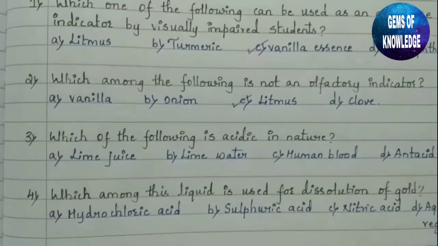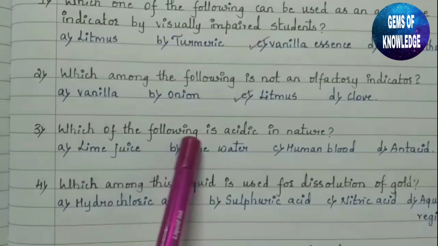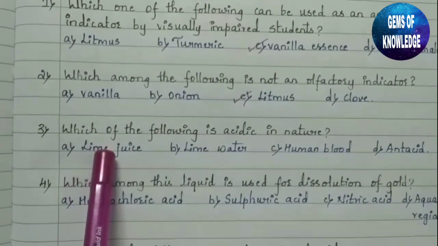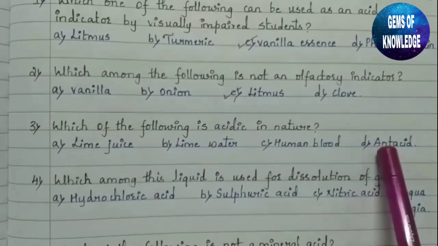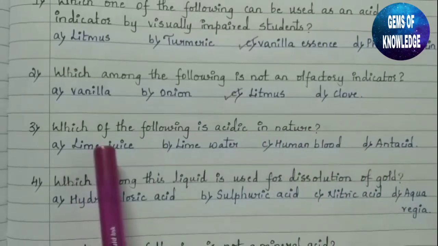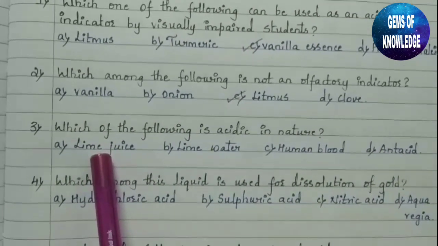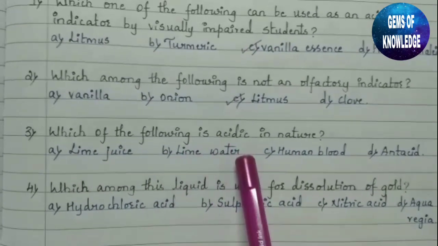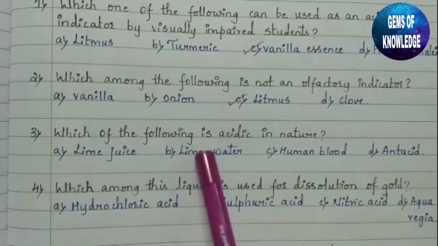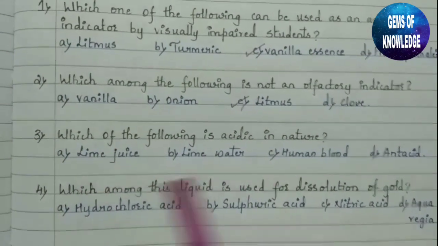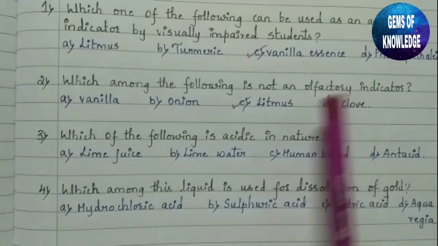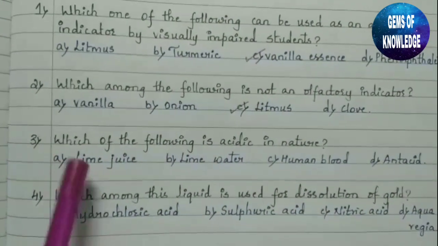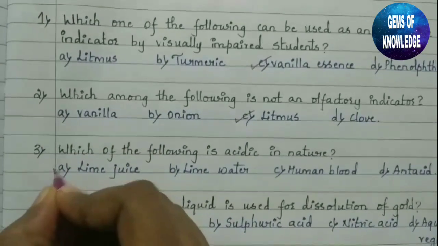The third question is, which one among the following is acidic in nature? The options given are lime juice, lime water, human blood and antacid. You all know lime juice is already acidic, whereas lime water is nothing but lemon mixed with water, so it will not be as acidic as the lemon juice. Human blood and antacid come under neutral and basic solutions. So the answer here is the lime juice.